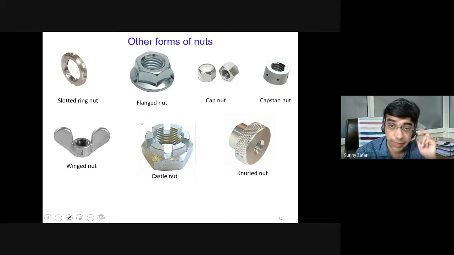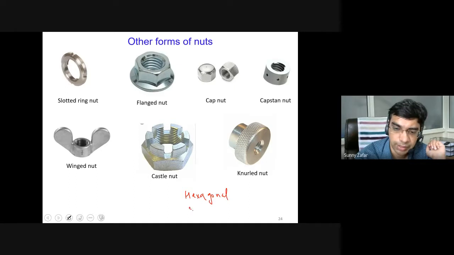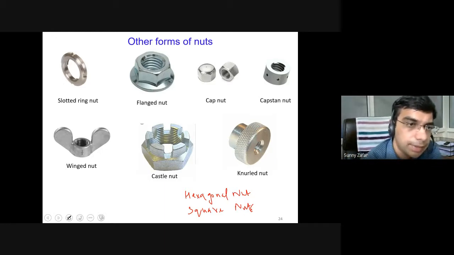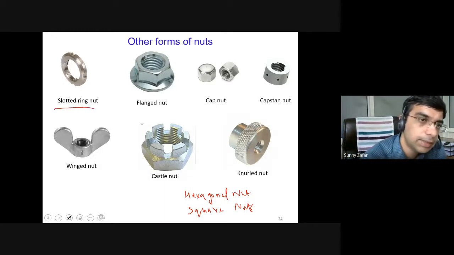Next, we have seen some nuts earlier. We had seen two types of nuts: the hexagonal nuts, which are the most common ones, and then the square nuts. But beyond these nuts, there are several more. Although I may not be covering every nut in this part, these are photographs of some of the most popular nuts. First is the slotted ring nut. A slotted ring nut has certain slots here, which help in locking it up.